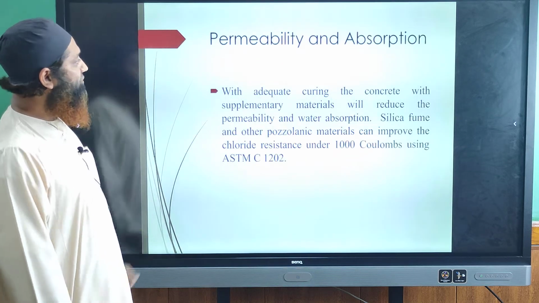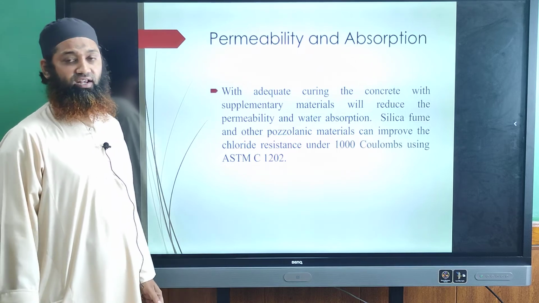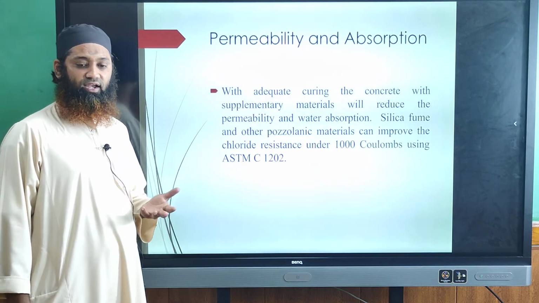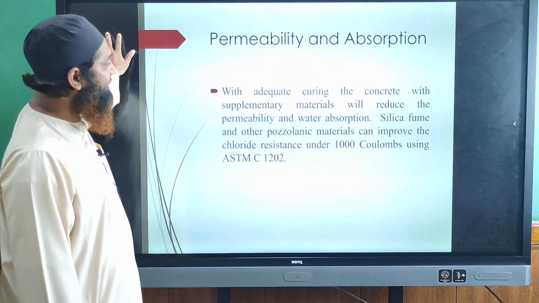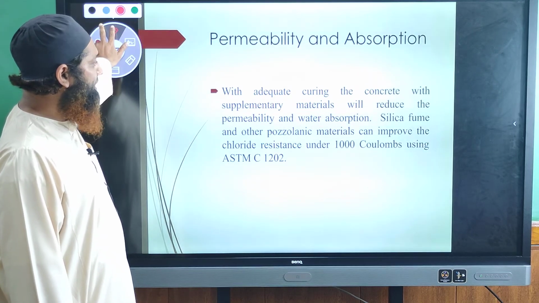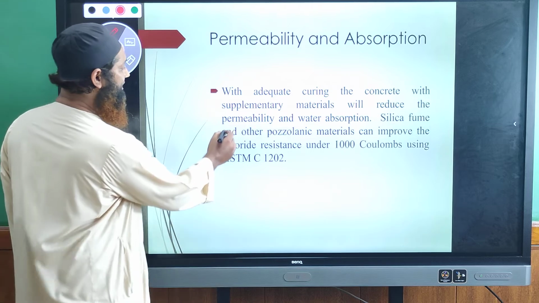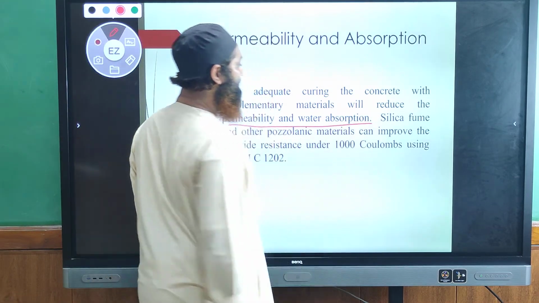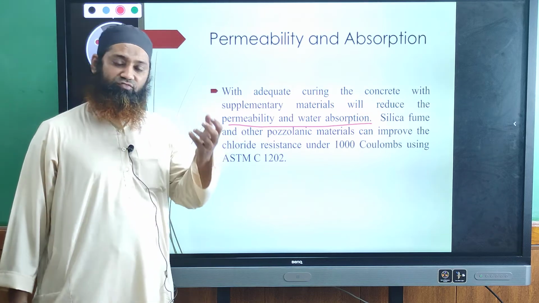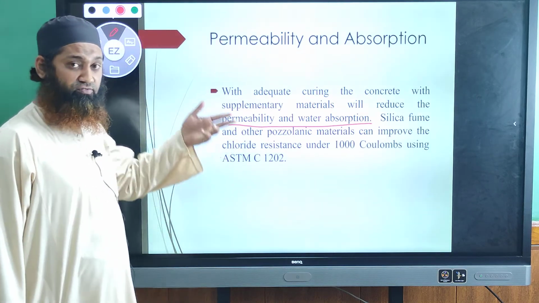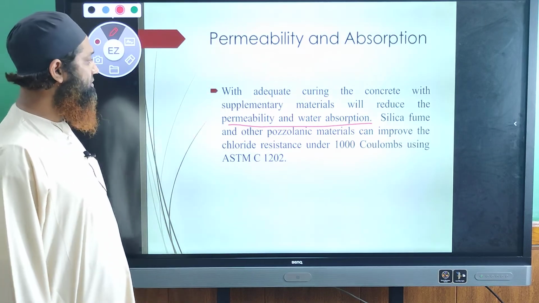Let us see how it performs in permeability and absorption. We have to see, is this concrete permeable or impermeable? We'll have to check that also. With adequate curing, the concrete with supplementary materials will reduce the permeability and water absorption. See, if the curing is proper, the permeability and the water absorption, both of them are reduced here. It performs very well in terms of permeability and absorption.